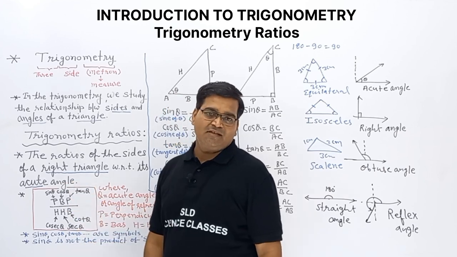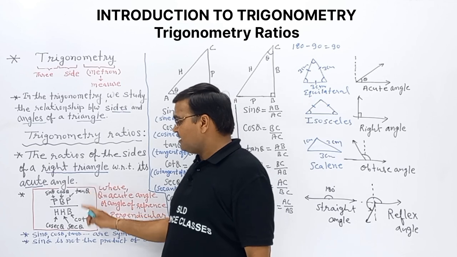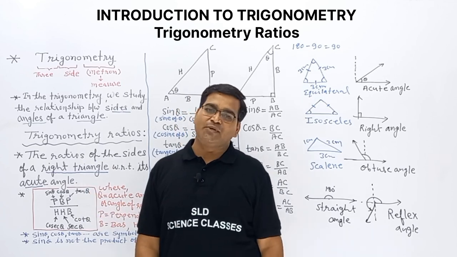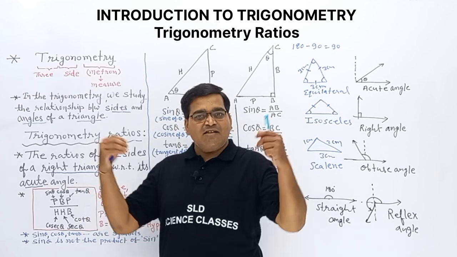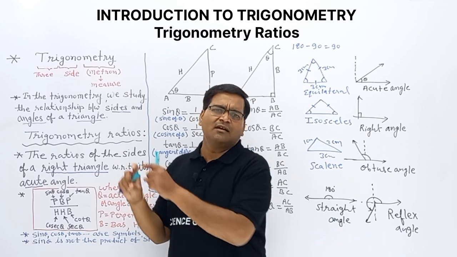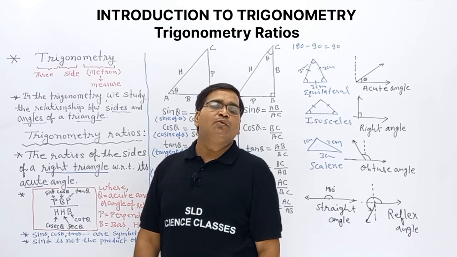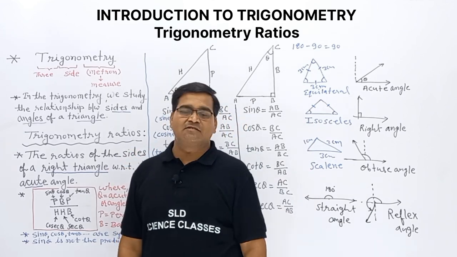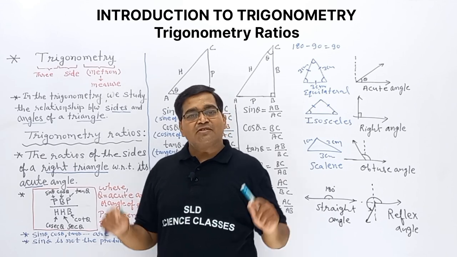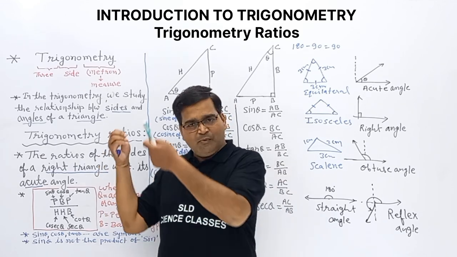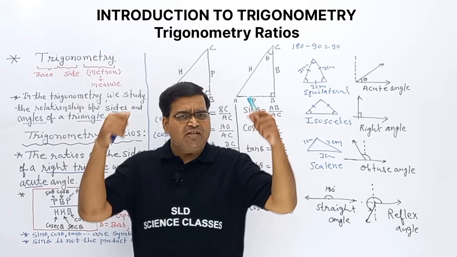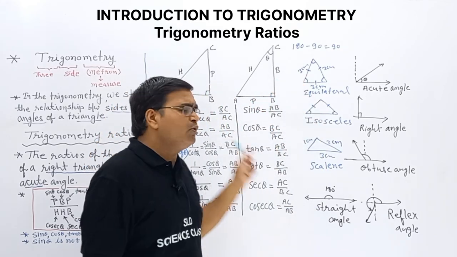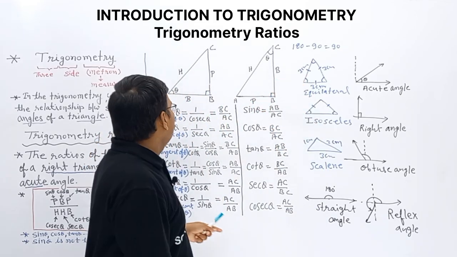P to B, P upon B is tangent theta, and its reciprocal will be what? Cot theta. So in the starting phase, this is a very nice trick. You can memorize all trigonometric functions. But after some time, when you are perfect, we will write them directly. We will practice so many questions, so we don't require this one.